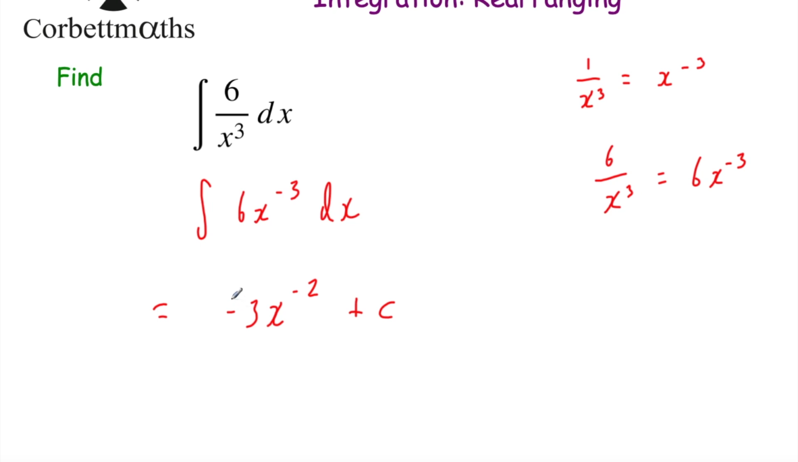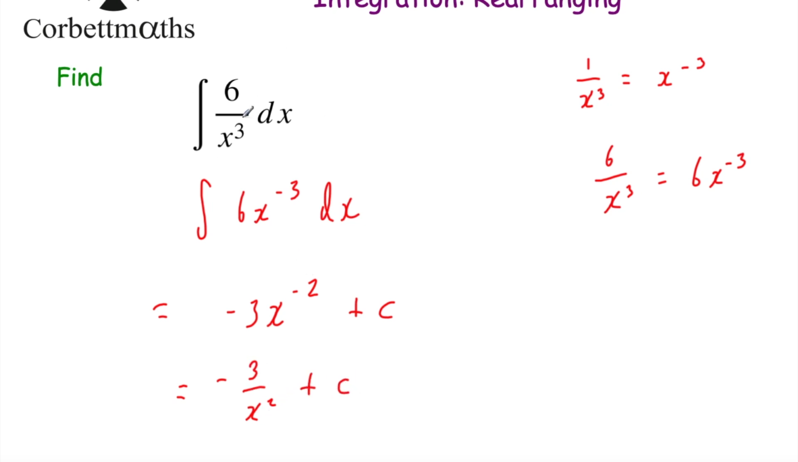Now, just to mention that if you wanted to, you could write this answer in a slightly different form. Rather than writing it as negative 3x to the power of negative 2, you can write it back in this form here. We could write our negative 3, keep the 3 on the numerator, and then bring this x to the power of negative 2 down as an x squared. Thinking back to this, if you have x to the power of negative 3, you can write it on the denominator and get rid of the negative power. So you'd have negative 3 over x squared and then plus c.